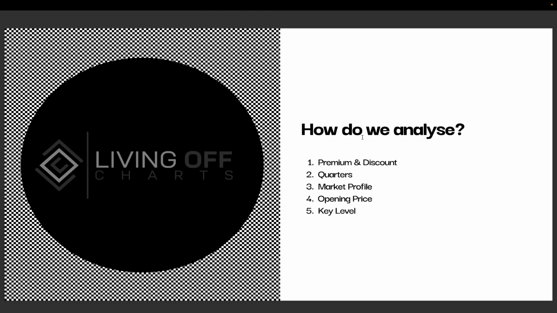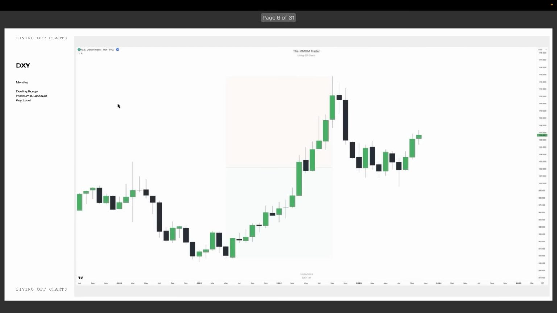Now, how do we analyze and what do we look for? Premium and discount. We only short a premium and we only long a discount. A new quarter, market profile, the opening price of the quarter, and a key level for the quarter to trade off of. Now on your chart here, you have a DXY monthly chart. We have a discount low here and a premium high here. This is the dealing range. We're going to be looking for a key level in discount if bullish. It's only a key level if it's in discount.